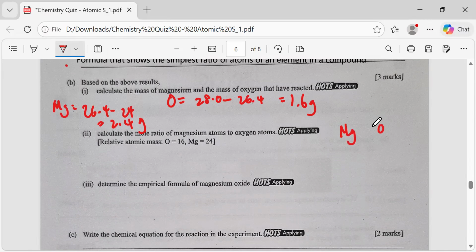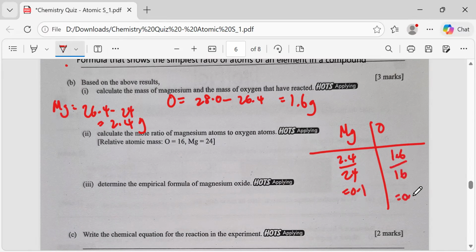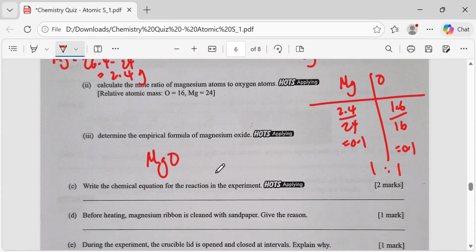Okay, so magnesium, oxygen, mass over molar mass, mass over molar mass, 1 to 1, right? Empirical formula MgO. Chemical equation: Mg plus O2 become MgO, balance equation, 2, 2. Do you remember?